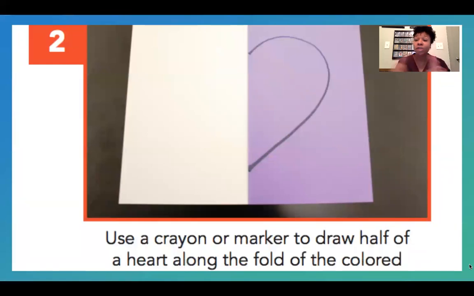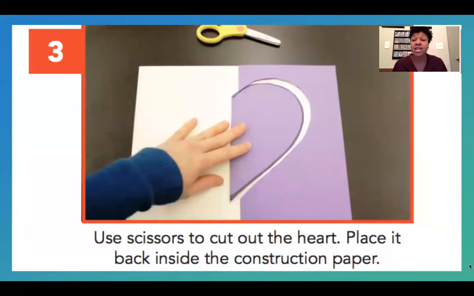Now, I want you to draw a shape that is going to be half of the shape you have in mind. The easiest thing to do is draw half of a heart. So let's do half of a heart. We're going to draw half of a heart on the edge of the paper. Then take those scissors and cut it out all the way around.